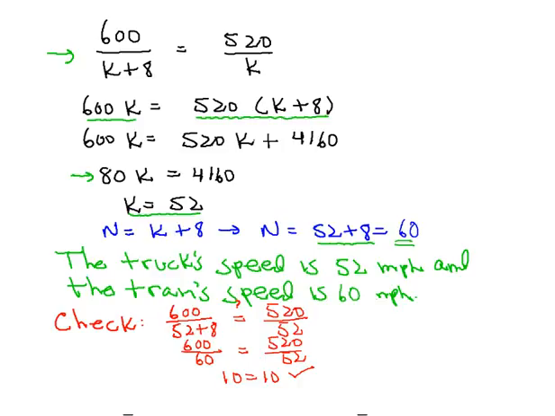Now if we check those values back in the equation we created at the top, we'll have 600 over 52 plus 8, and we hope that will be equal to 520 divided by 52. So we then have down below here 600 divided by 60 and 520 divided by 52, and they both simplify to 10. So those values do check in that equation.